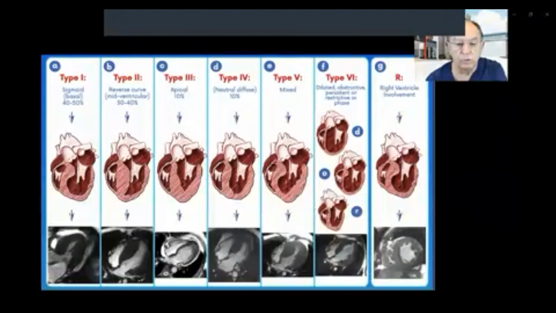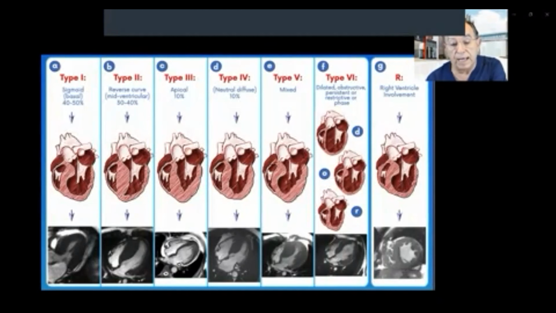We decided to use this 6-type classification. The first type corresponds to the sigmoid basal hypertrophy, which is the most common. It is the patient with basal septal or anterior segment of the free wall of the left ventricle, but basal. Usually these are the most common patients with obstruction in the outflow tract. 70% of these have obstruction. Type 2 is named mid-ventricular or reverse curve, and corresponds to 30 or 40% of the patients. The hypertrophy is in the medial segment of the left ventricle.